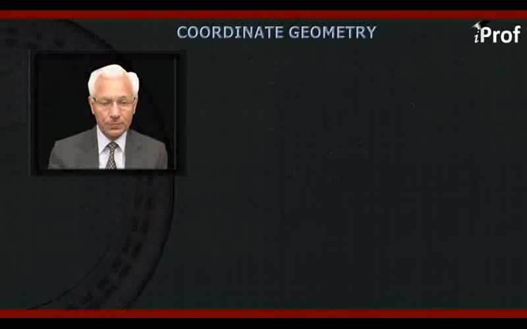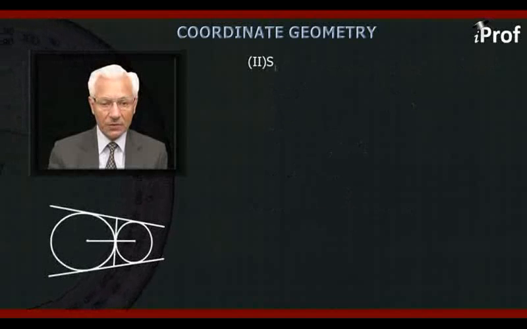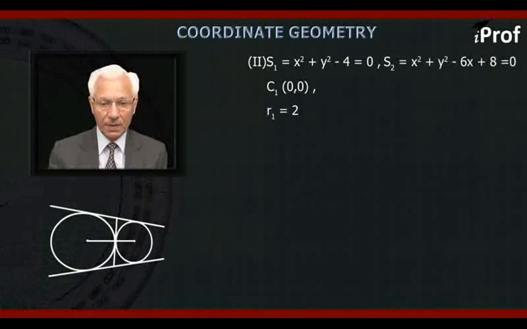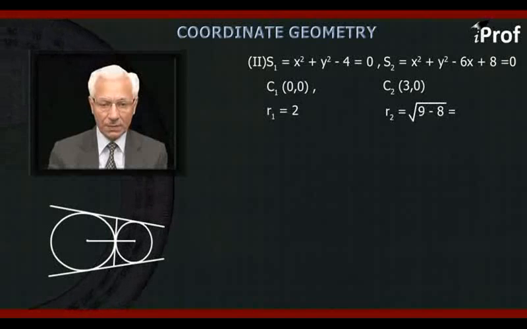Question number 2. S1 is x squared plus y squared minus 4 equal to 0. Its center C1 is 0, 0 and radius R1 is 2. S2 is represented by x squared plus y squared minus 6x plus 8 equal to 0. Its center is 3, 0 and radius R2 is equal to square root of 9 minus 8, which is 1.